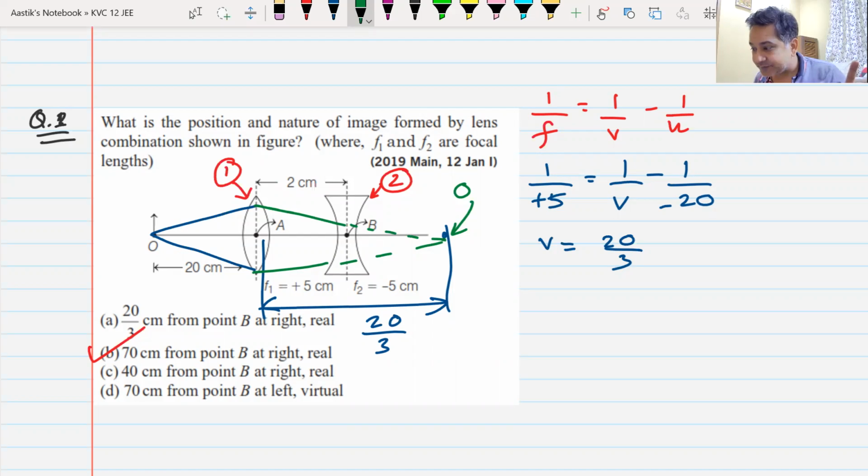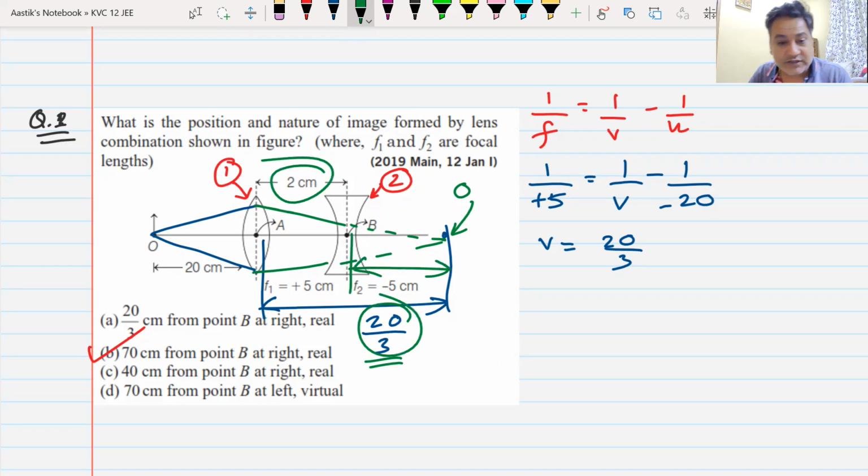Do we understand this? Once we get the value of this as 20 by 3, I have to calculate this value. How will I get this value? This will be 20 by 3 minus 2. So this new u will become 14 by 3. Will it be plus 14 by 3 or minus 14 by 3? Plus 14 by 3. Virtual object, it is backwards.